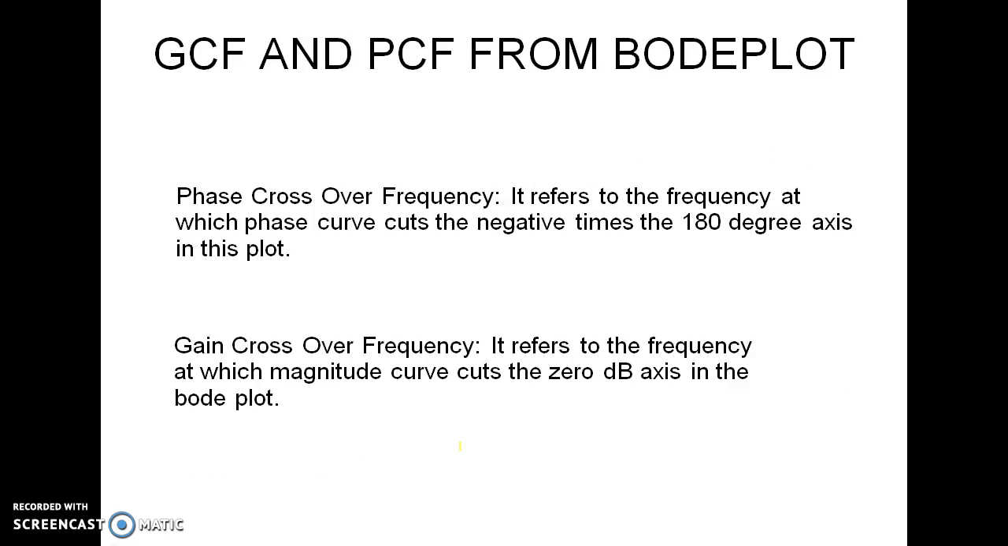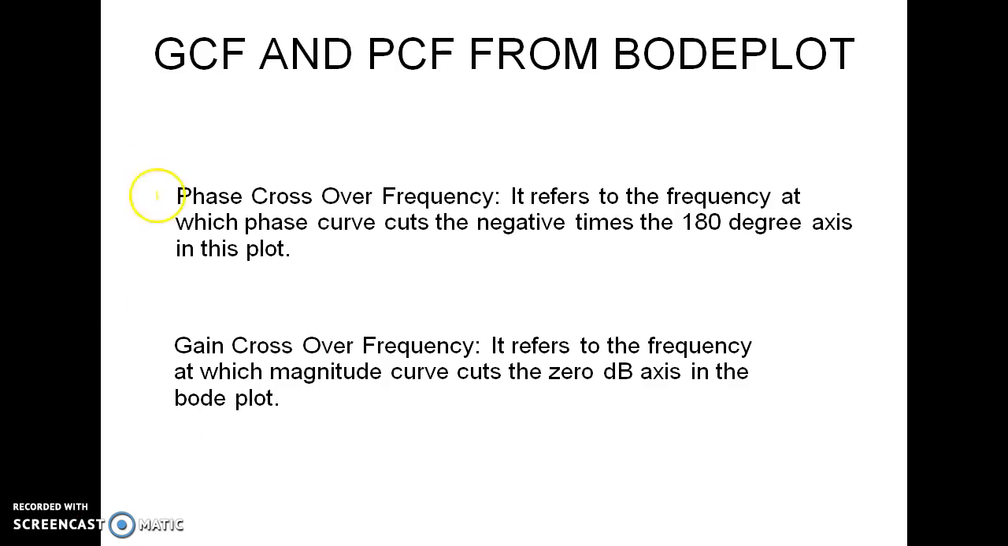Now, how do we find out the gain margin and phase margin from a Bode plot of any system? There are two frequencies: one is the phase crossover frequency and another is the gain crossover frequency. They are defined in short as GCF and PCF. They are the frequencies at which the gain and phase of the system are critical. That means if the gain of the system is 1 or 0 dB in a magnitude plot, this frequency is known as the gain crossover frequency.